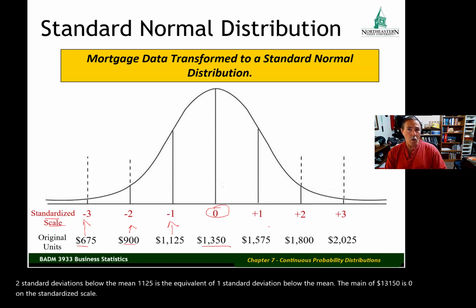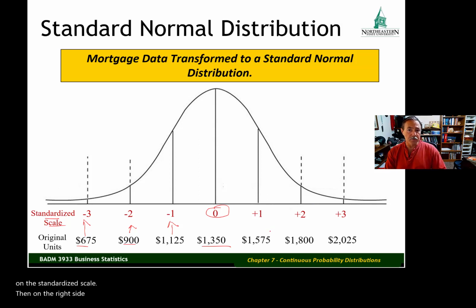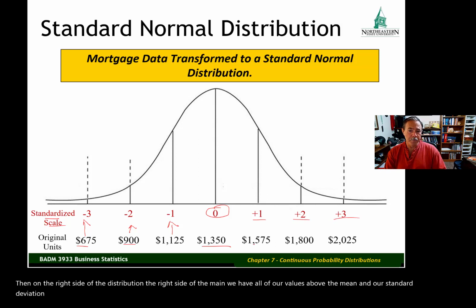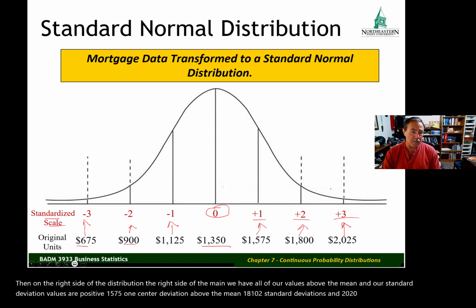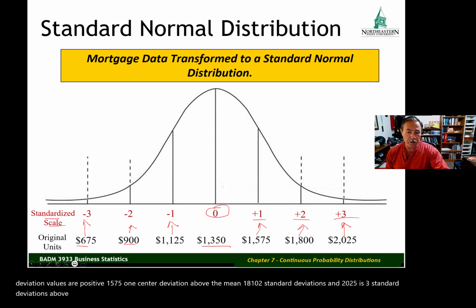And then on the right side of the mean, we have all of our values above the mean, and our standard deviation values are positive. $1,575, 1 standard deviation above the mean. $1,800, 2 standard deviations, and $2,025 is 3 standard deviations above the mean. Like I've said before, you can do this with any data that is normally distributed.